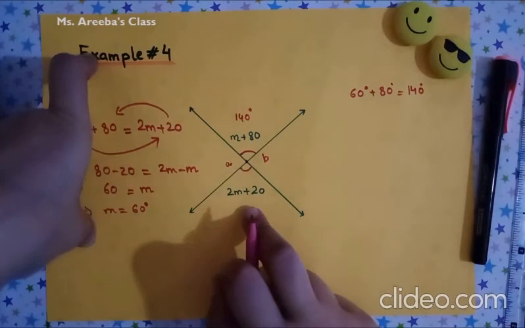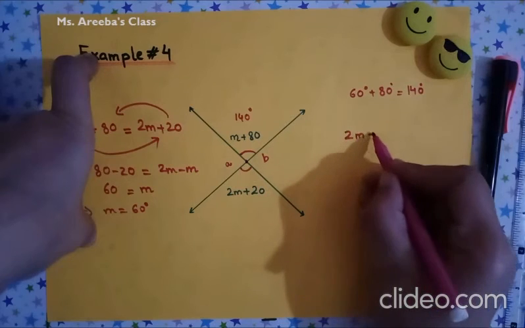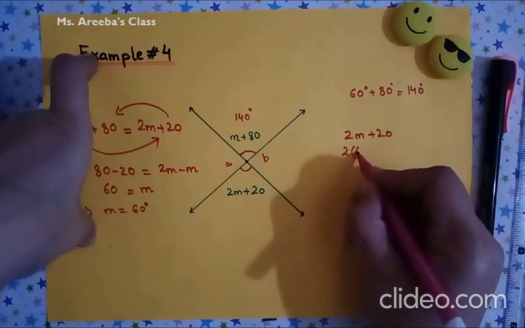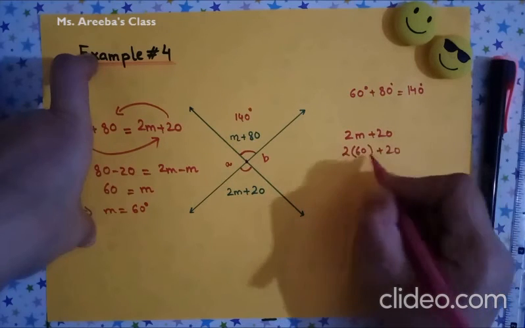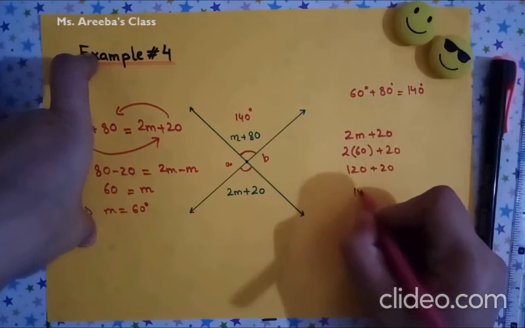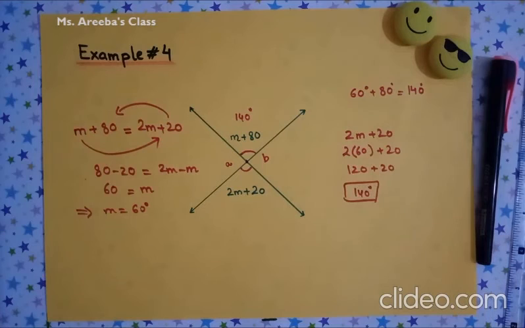Obviously this will also be 140 degrees, but I will solve it for you to check my answer. 2m plus 20 means 2 into 60 plus 20. So 2 into 60 is 120 plus 20 and that is 140 degrees. Here we go. So this is how we can find unknown angles in different ways.